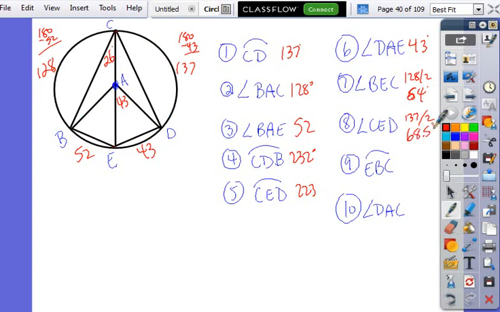EBC, well, back to an arc. So I'm going around, still 180 no matter which way you look at it. Angle DAC, so there's my angle, that's a central. It's going to match the outside, 137.